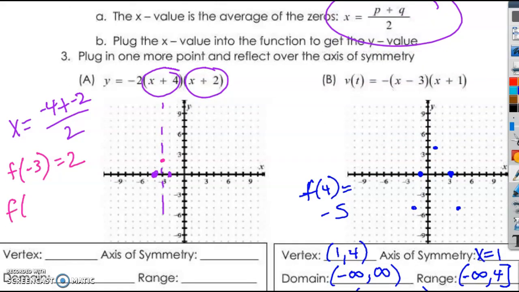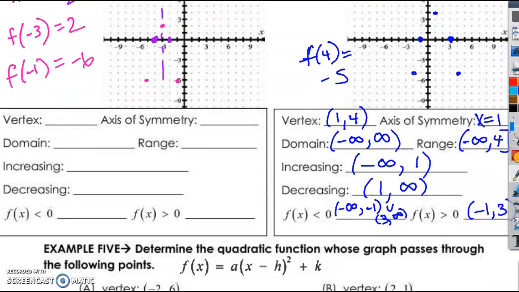I would say maybe f of -1, and you get -6, and then take -1, -6, and then you reflect it. I want to make sure, and then you just draw a line through it, and then you'd fill the rest of this out with the information that you just found. -3, 2, right? And the axis of symmetry is then going to be x equals -3.